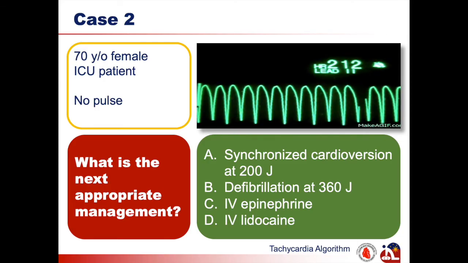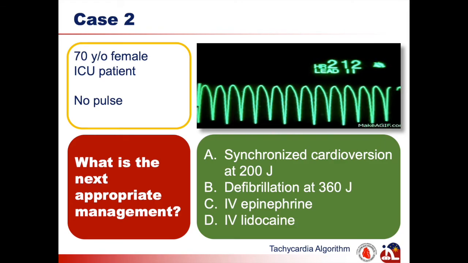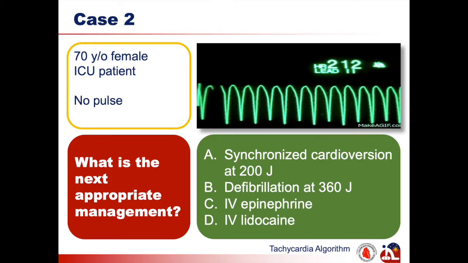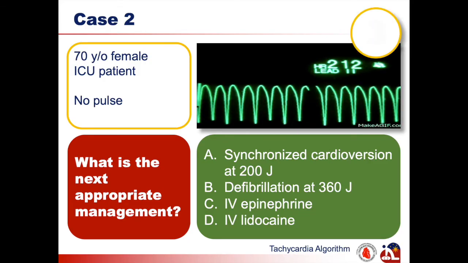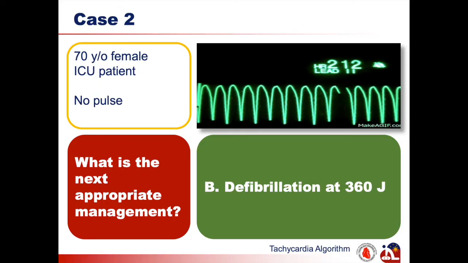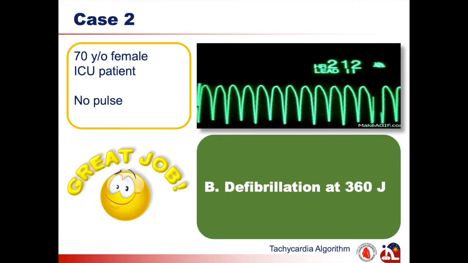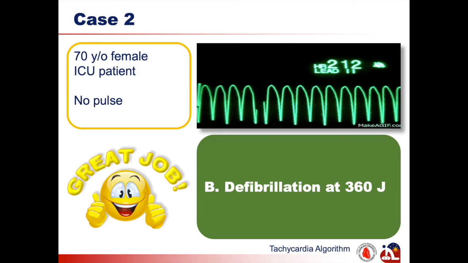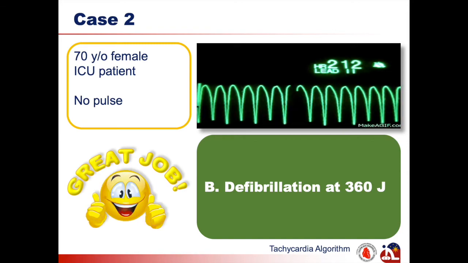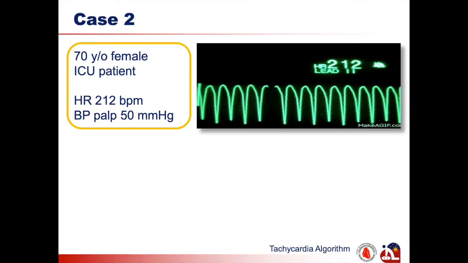A. Do synchronized cardioversion at 200 joules. B. Defibrillate at 360 joules. C. Give IV epinephrine. Or D. Give IV lidocaine. If you answered B, defibrillate at 360 joules, then you are right. Good job. The patient has pulseless V-tach, hence you should proceed with defibrillation as what you have learned previously in the arrest algorithm. On reassessment, the patient develops a pulse and with a blood pressure of 50 palpatory.